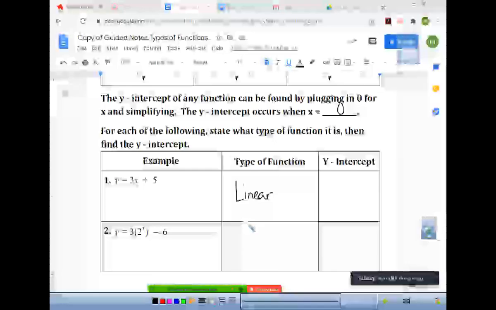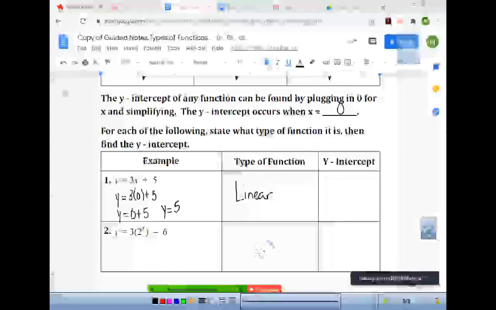Now it said for us to find the y-intercept, we're going to plug in 0 for x and simplify it. So we're going to have y equals, plug in 0 for x, and simplify. What's 3 times 0? 0. And 0 plus 5? So 5 is our y-intercept.